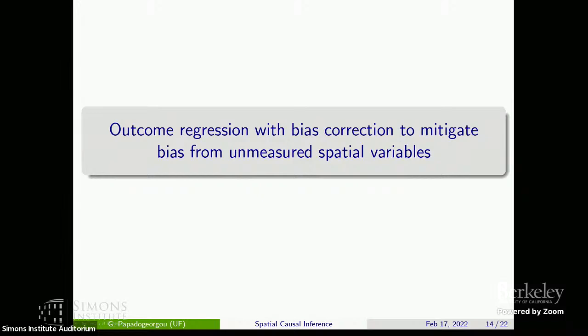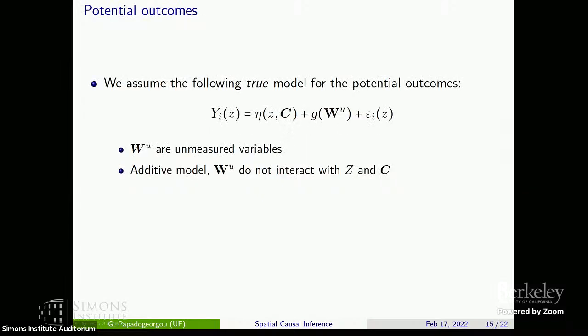unmeasured spatial confounding. Now, I will talk to you about this approach. We assume the potential outcomes have this form, where the treatment and the measured covariates can interact in arbitrary ways, but there is no interaction between these unmeasured variables and the measured variables or the treatment. Now, this can be relaxed, but this is the framework that we considered.